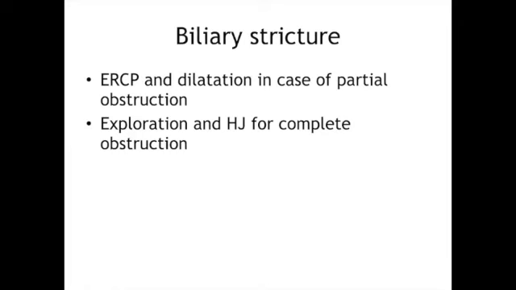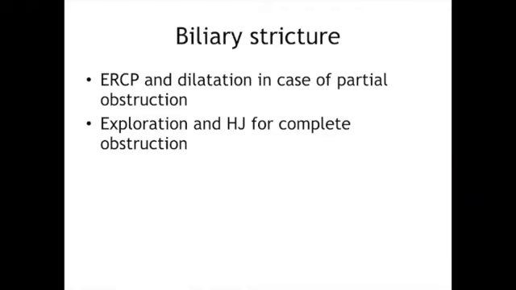The biliary stricture may be seen in some patients after surgery, especially laparoscopic cholecystectomy, where there is a very high incidence of the peripheral surgeons doing cholecystectomy.